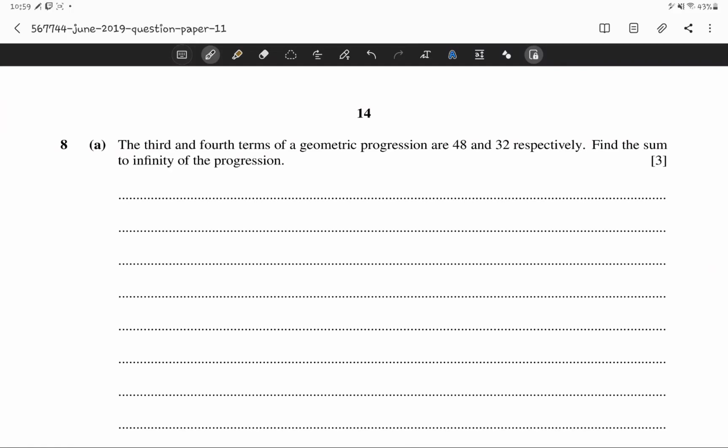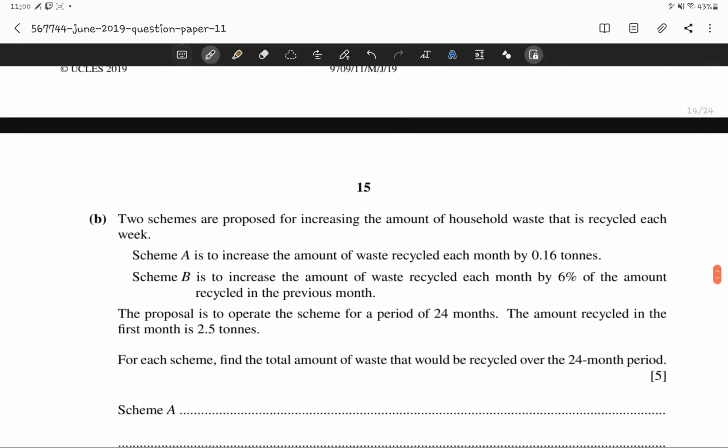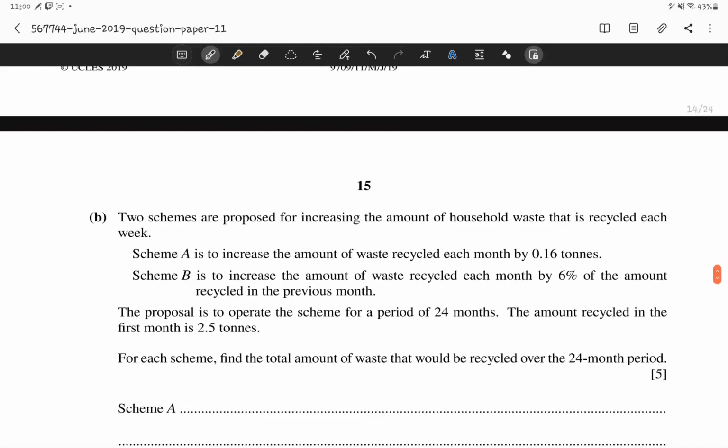The third and fourth term of geometric... what? Okay, I don't know what this means. Like geometric progression. Yeah. Nothing comes to mind. Okay. Let's go on to the next one.